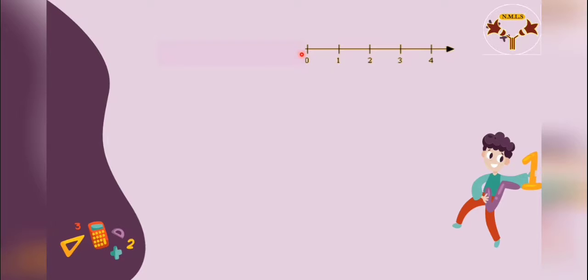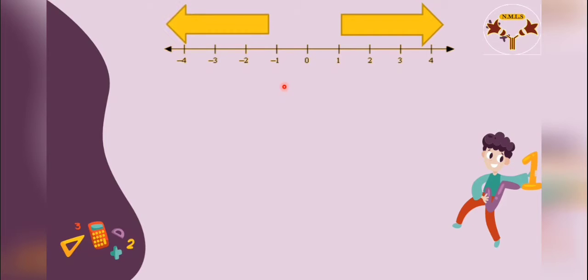Also, we are used to seeing the number line always starting at 0 and just going to the right side. But in fact, the number line also goes to the left side. And what are the numbers at this part of the number line? Yes, these are the negative numbers.